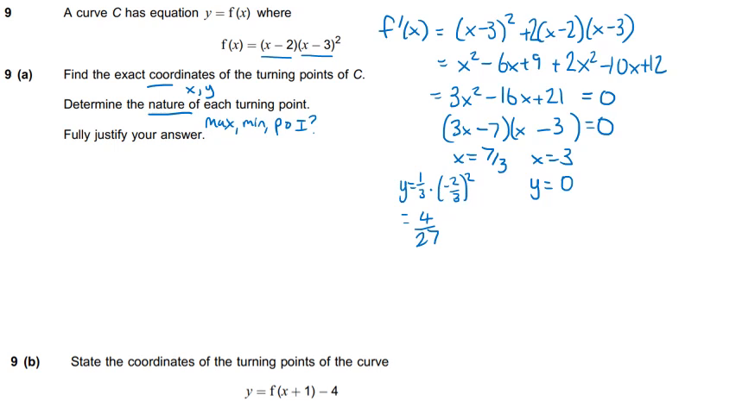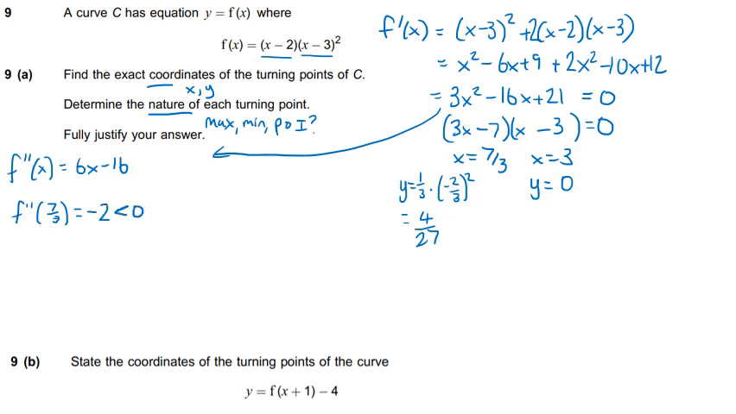Now I need to find the nature of them. How do I do that? Well, the easiest thing is just to do the second derivative test. So if I take this line here and differentiate it again, I get 6x minus 16. So let's put in the values of x. When x was 7 over 3, this is going to give 42 over 3, which is 14, minus 16 is minus 2, and that's negative. And I know if the second derivative is negative, then it's a maximum. So I've got a maximum point at 7 over 3 and 4 over 27.